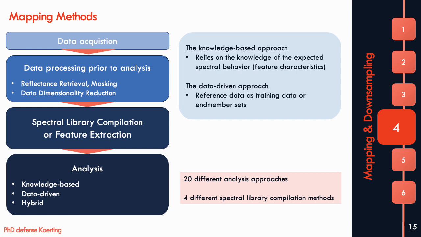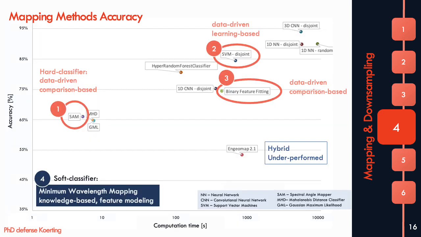For the knowledge-based approach, this relies on the knowledge of the expected spectral behavior, whereas the data-driven approach relies on the data and reference data, either as training data or as end-member sets, which would be here the spectral library that we compiled. For this evaluation, I compared 20 different analysis approaches and 4 different spectral library compilation methods. And I want to just introduce you to the different accuracies of the mapping methods and to my main winners that I used for the further development.